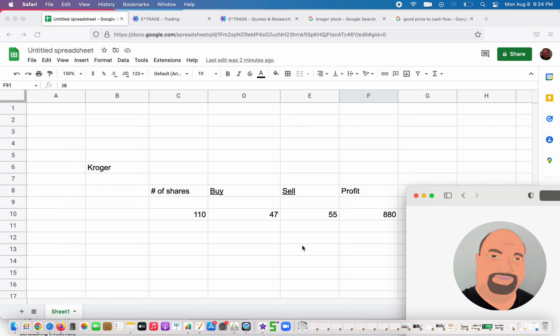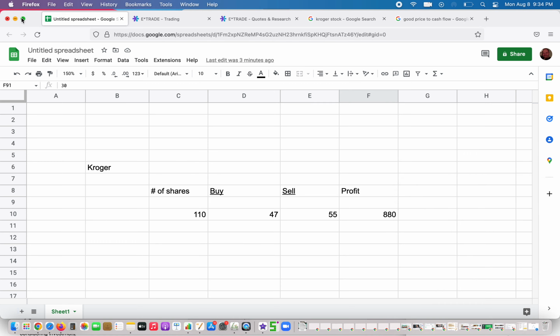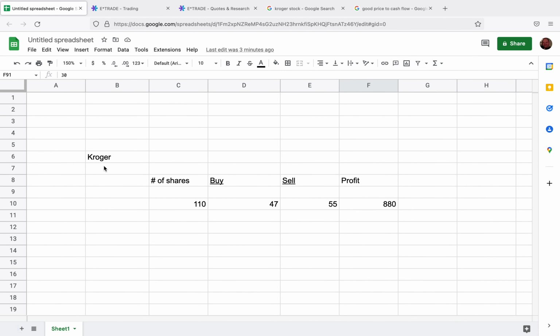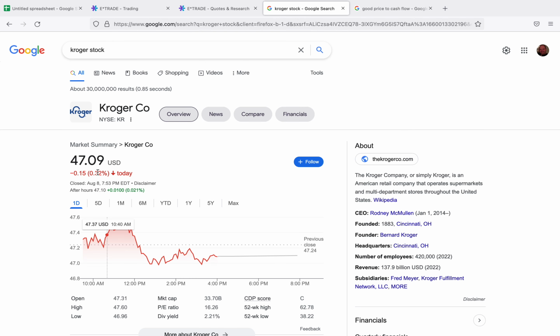So first, in order to talk about buying options to benefit from the downside of a company, I'm going to start with the basics and walk you through. Let's just say we're looking at Kroger, one of the biggest and one of the best run grocery stores, in my opinion. We're just going to take a quick look at this stock. Here you can see right now it's trading at $47.09.